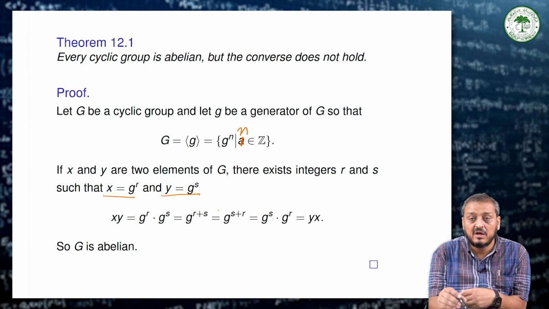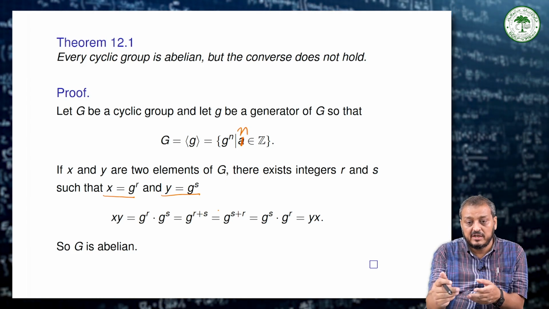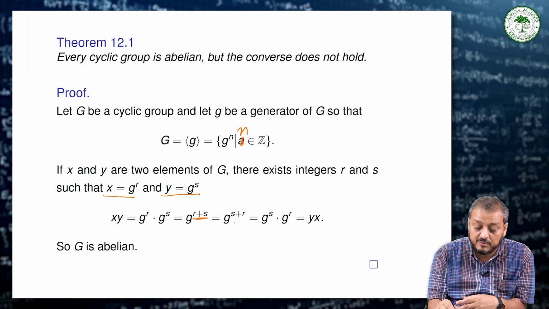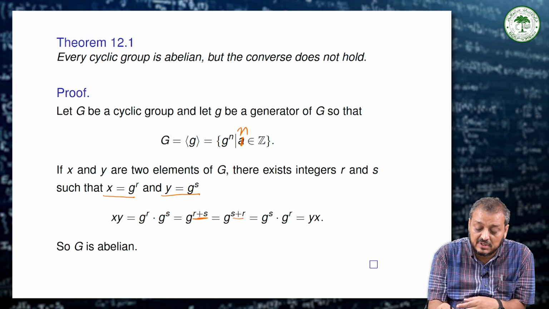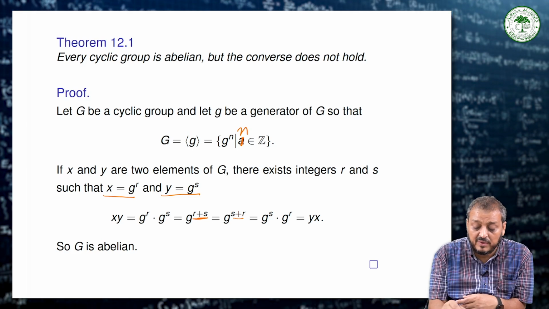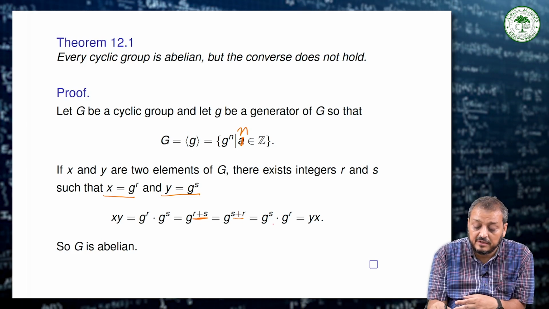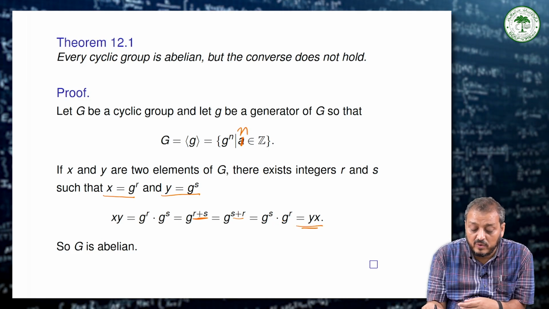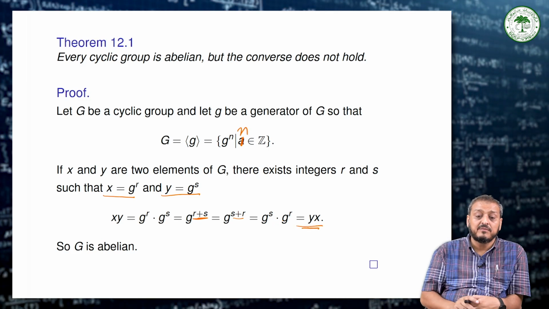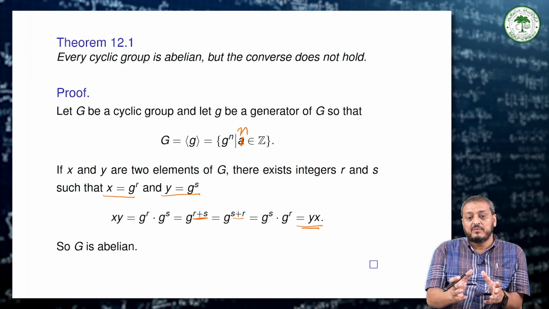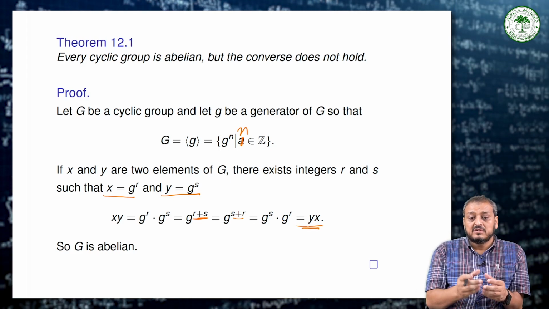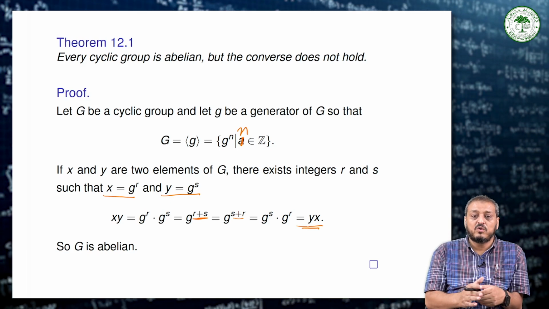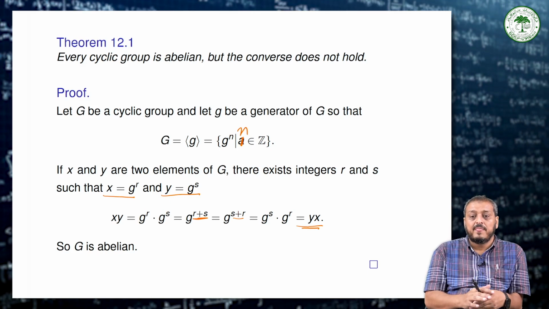The sum of integers is commutative, so this can be written as g to the power s plus r, and then by the property of exponents we can write g to the power s times g to the power r, and this is equal to yx. So we clearly show that if we take any two elements of G, then xy is equal to yx. So every cyclic group is abelian.